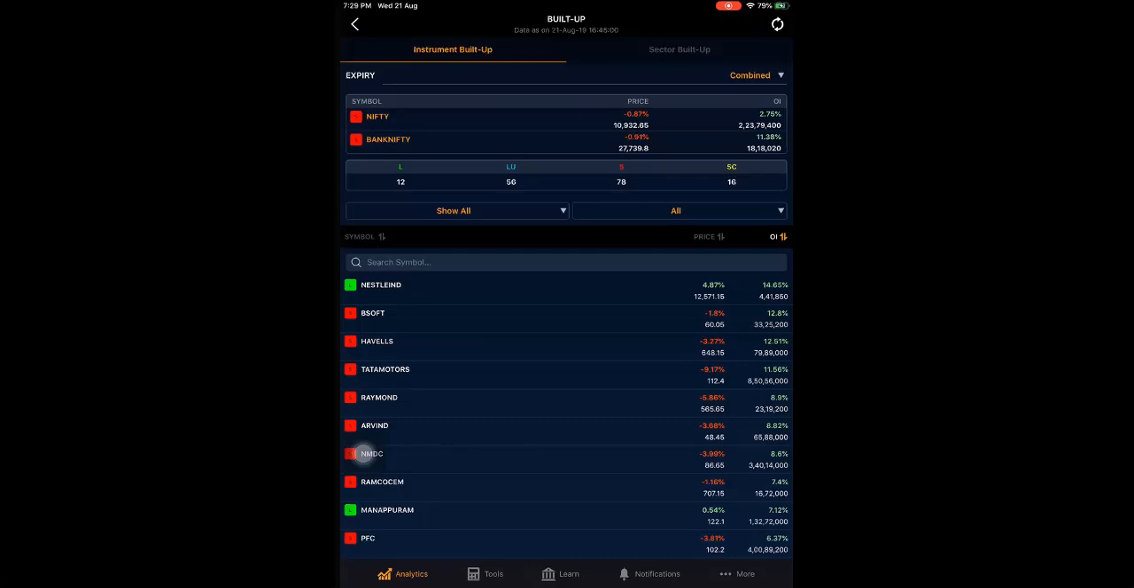Short covering: if you track this data on a daily basis, you come to know that this stock was seeing continuous short build-up and today it's showing short covering. That means the bottom is in place and we can expect some sort of bounce back. You can play for that. So this is something very important when you are an intraday trader. Before taking a position, look at the build-up and see how is the build-up during the day.